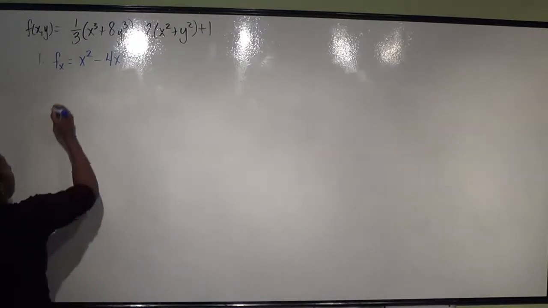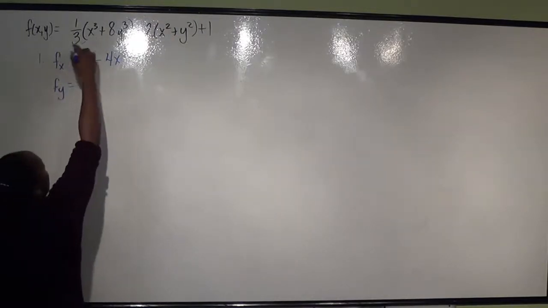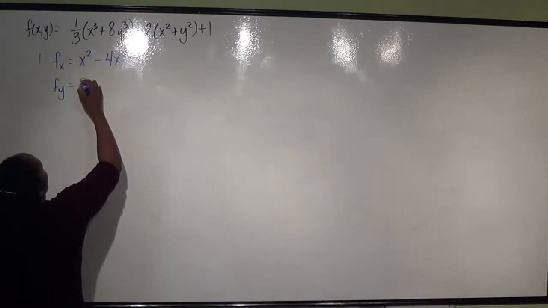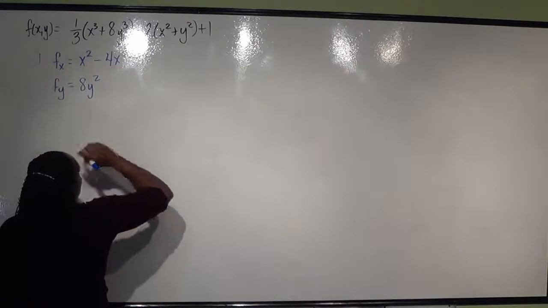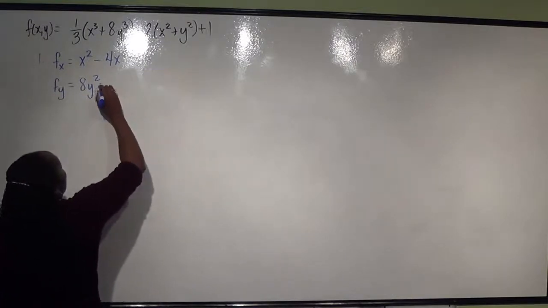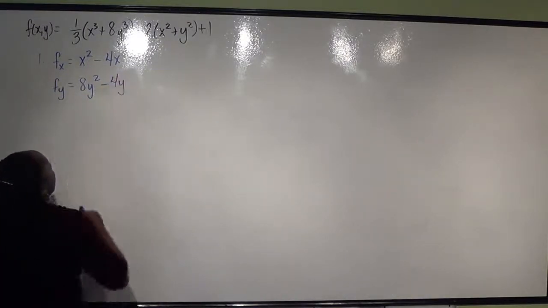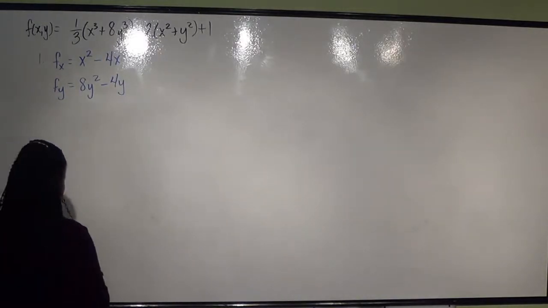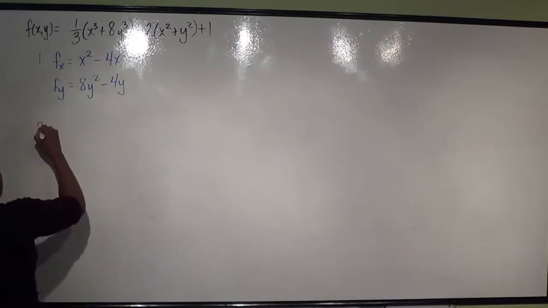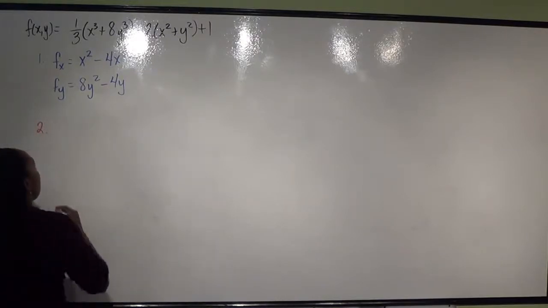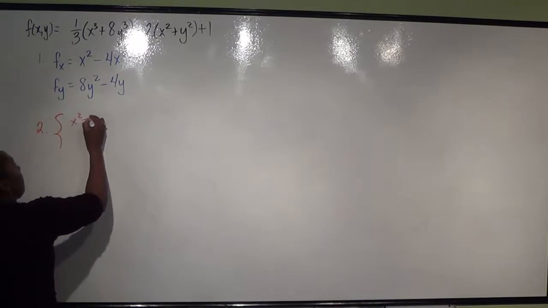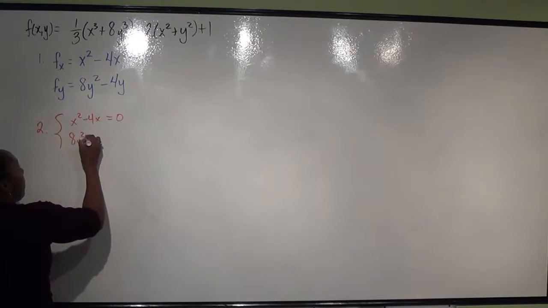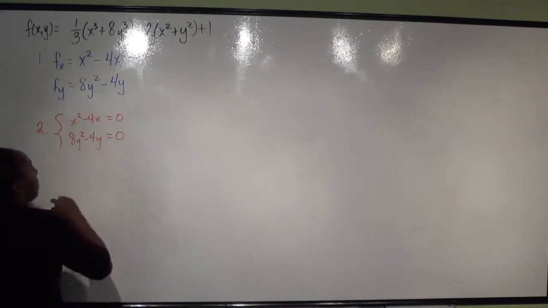For f sub y, same thing. If I look, I'm basically looking at an 8/3 y cubed, which is going to be 8y squared. Over here, minus the 2y squared, which looks like minus 4y. And again, that constant just goes to 0. From there, I need to solve my system. So x squared minus 4x equaling 0. 8y squared minus 4y equaling 0.